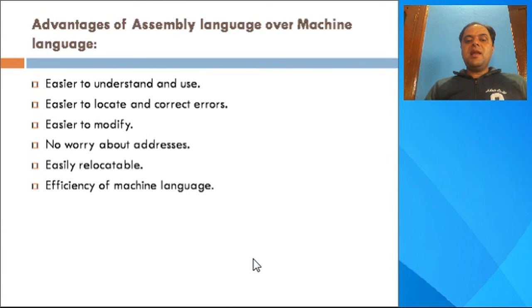Some advantages of assembly language: easier to understand and use. We can understand it easily because it is not in the form of 0 and 1. We use some characters and symbols, so we can understand and use it easily. Easier to locate and correct errors, because it has some numerics, some alphabets, and some characters. Easier to modify. No worry about addresses. Easily relocatable, so we can transfer the program from one machine to another. It is also very efficient. These are the advantages.